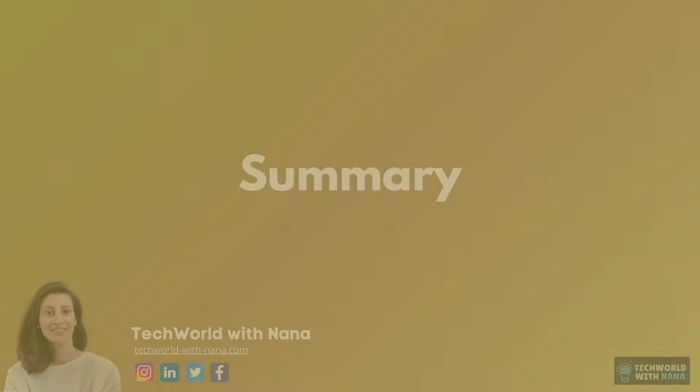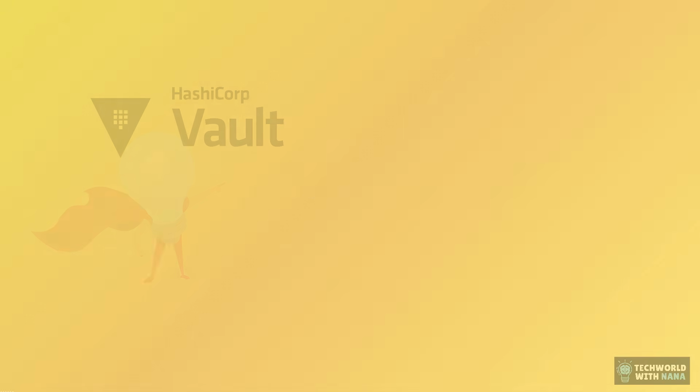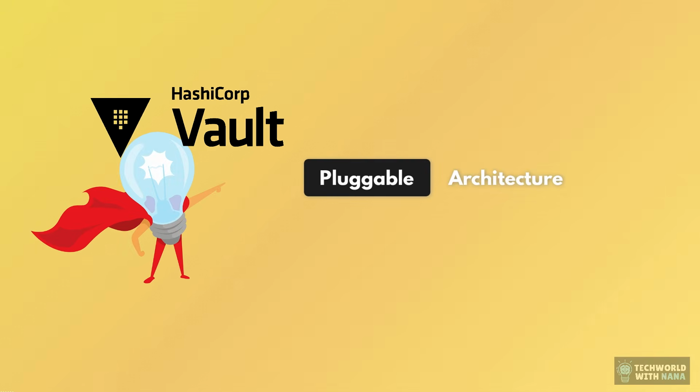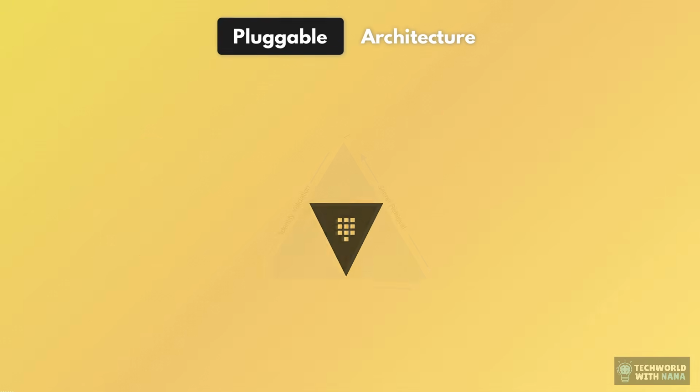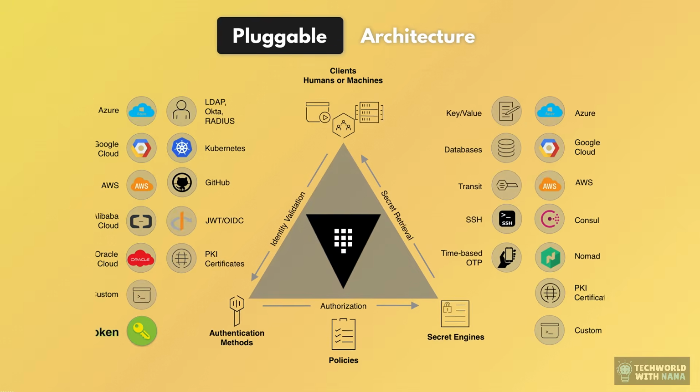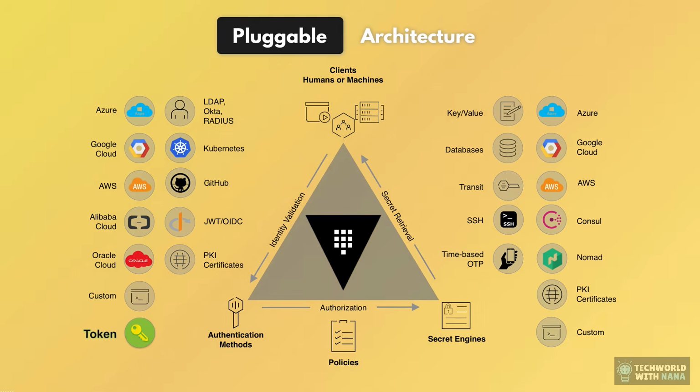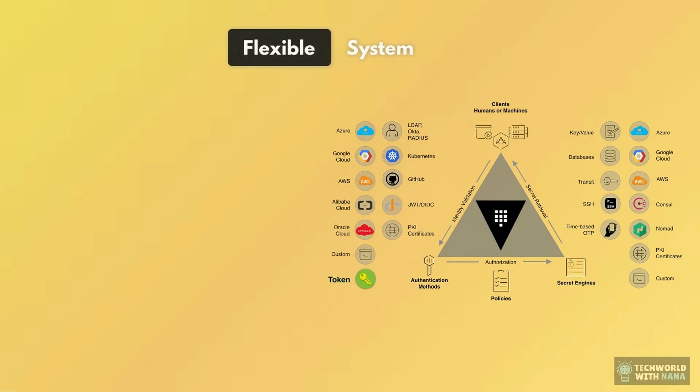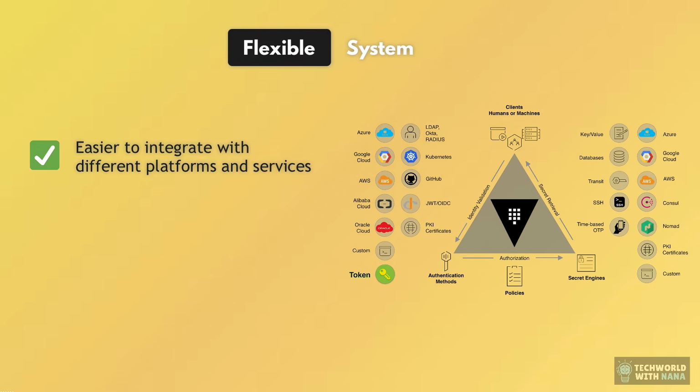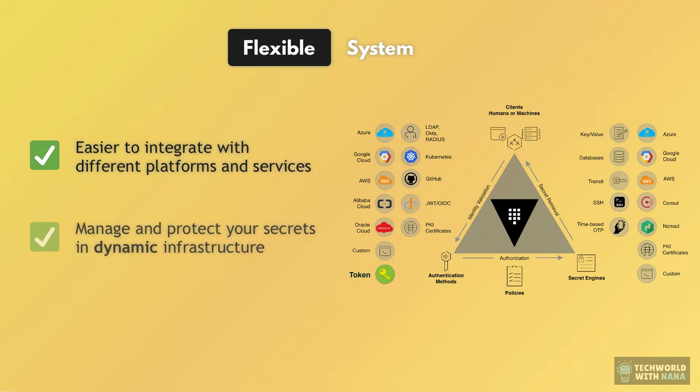And this audit log can be a simple file or syslog, and you can actually send audit info to multiple audit backends. So as you see, Vault has this pluggable architecture design where you have the core, and then you can connect or plug in different auth methods, audit devices, secret engines, or storage backends to it. And this type of architecture makes it easier to integrate Vault with different platforms and services. So this makes Vault flexible in that sense.